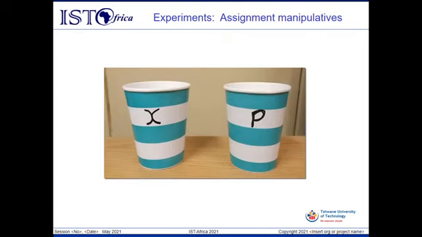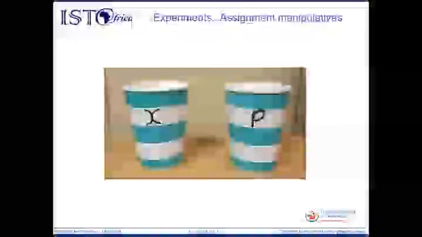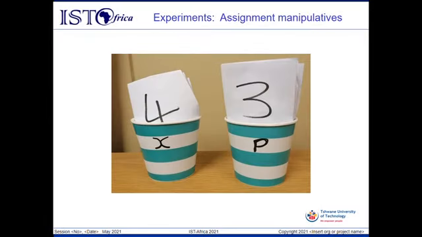So we went and identified some manipulatives. We had 2 cups. The first cup represents a variable x, and the second cup represents the variable p. And then inside these cups, you had papers written 4 and 3. Those numbers inside the cups represent the values inside the variables. So when you say x is equal to p, what will happen is that we get another paper which has nothing on it, and then copy the value, which is 3, from inside the cup p.